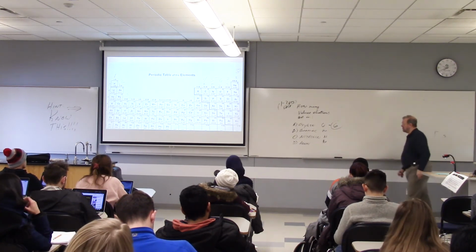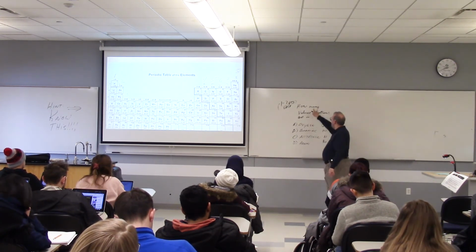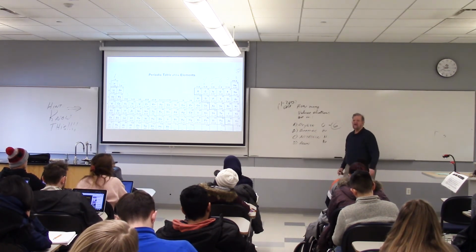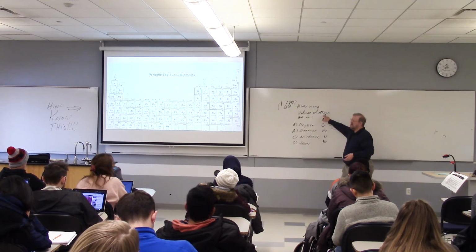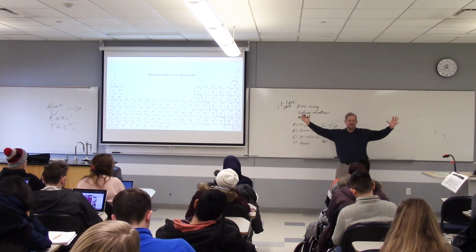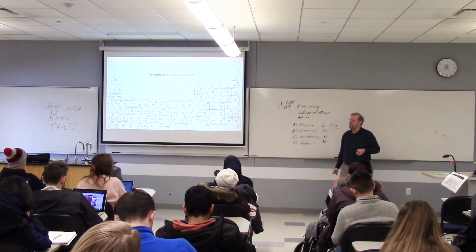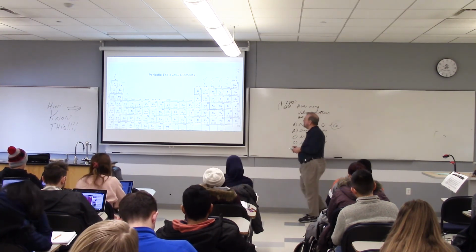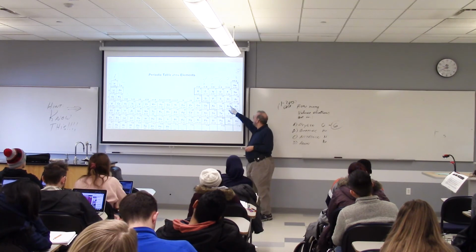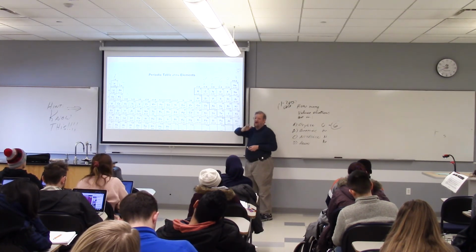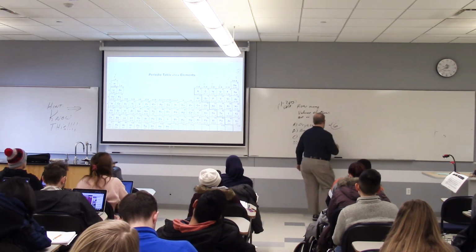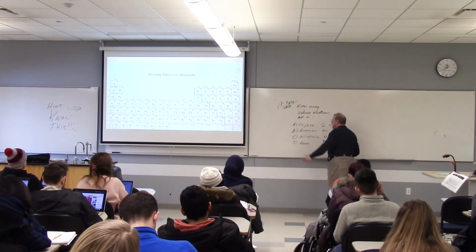All right, let's do this. The question is, how many valence electrons are in the following elements? Don't forget, valence electrons are the outermost electrons of an atom. If we look at bromine, chemical symbol Br, it's a halogen. If we look on top, the Roman numeral VII is 7, and that tells me bromine has 7 valence electrons.